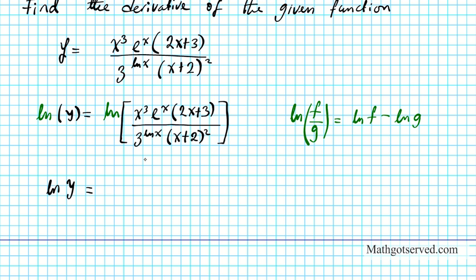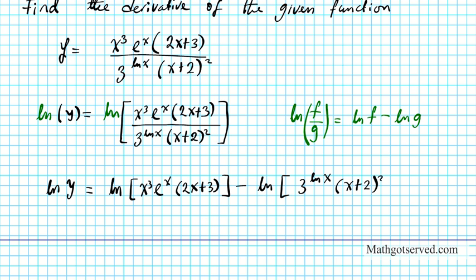So if you look here, we have the numerator and the denominator. So taking the natural logarithm of the quotient of these two functions is the same thing as taking the natural logarithm of the numerator, which is ln of x to the third e to the x times 2x plus 3, minus, notice the minus, the natural logarithm of the denominator, which is 3 raised to the natural log of x times x plus 2 quantity squared, okay?